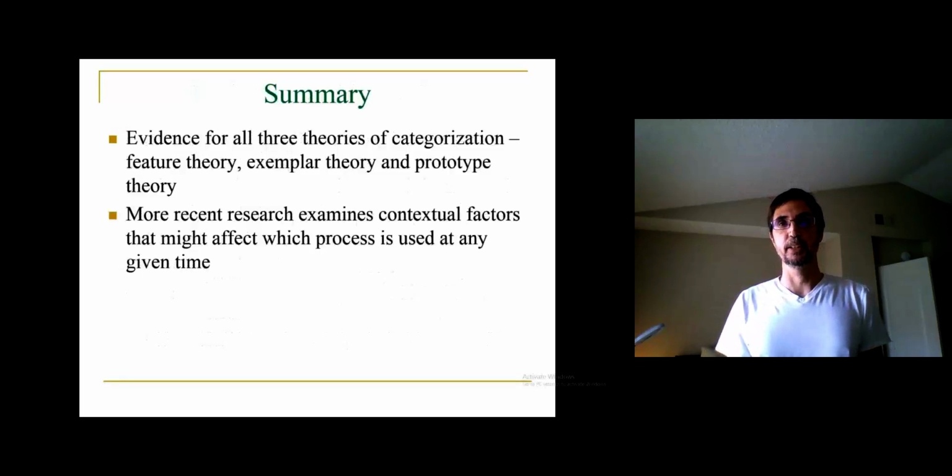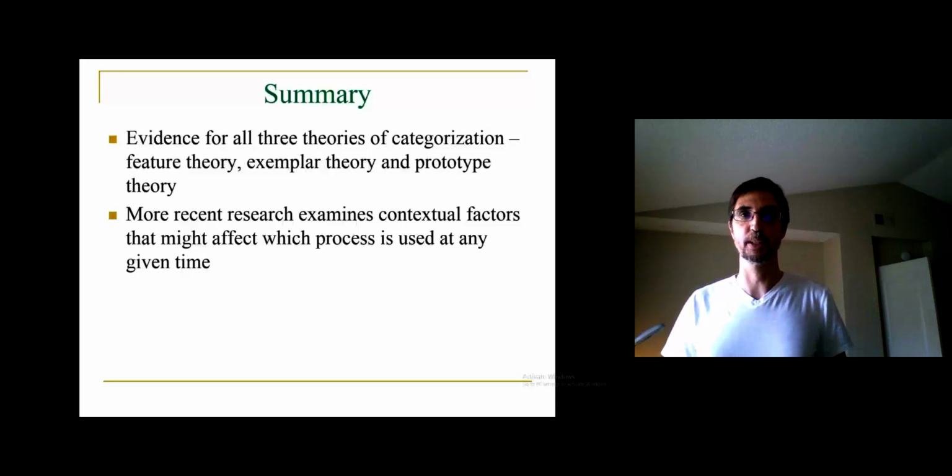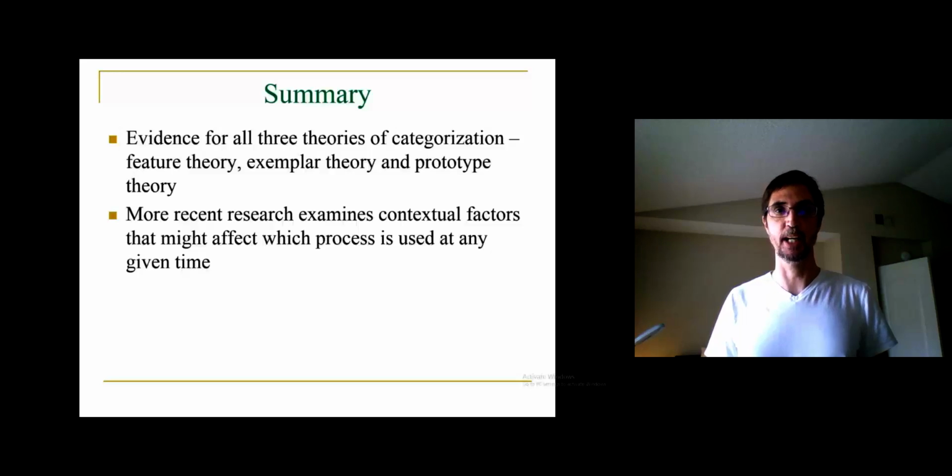Alright, so we've seen that there is some evidence for all three theories of categorization, right? The feature theory, the exemplar theory, and the prototype theory. And what more recent research has examined is the contextual factors, right? The specific tasks and situations that determine which process an animal might use to categorize a stimulus. Okay, so that's all we're going to say about categorization for now, although a lot of the other lectures can really be seen as other explorations of the topic of categorization.